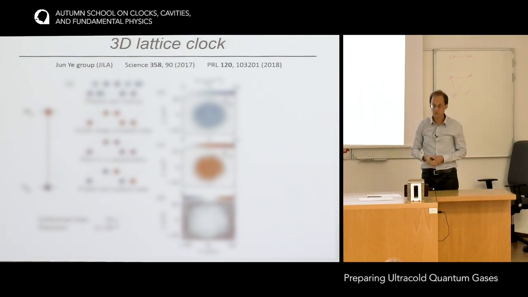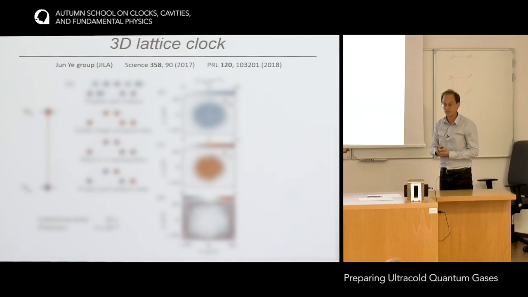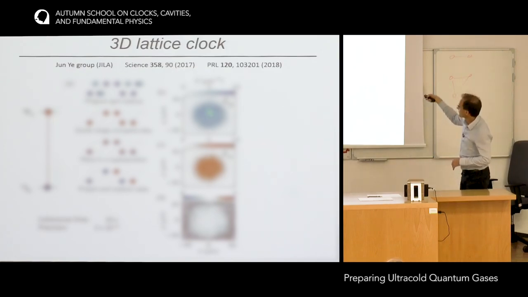And then they have a high-resolution microscope objective with which they analyze their sample. It's not single-atom resolving, but still high-resolution. And they first make an image of all the atoms in the ground state. Then they optically pump the atoms in the excited state down and make an image of those atoms. And then they normalize these two images and get the excitation fraction.